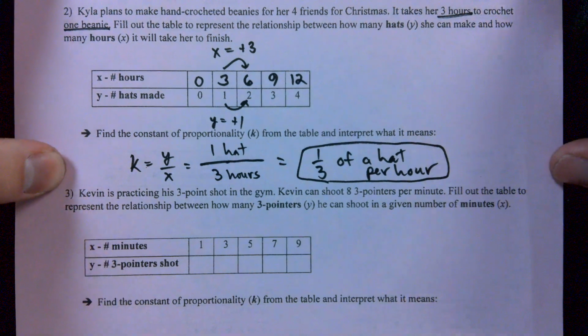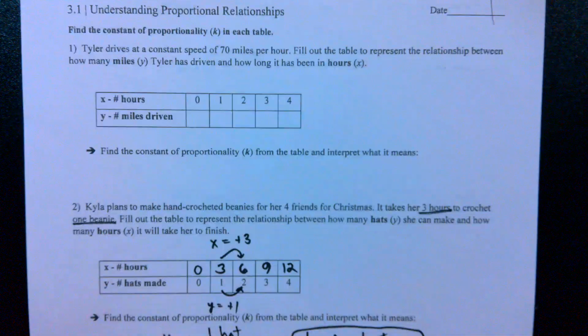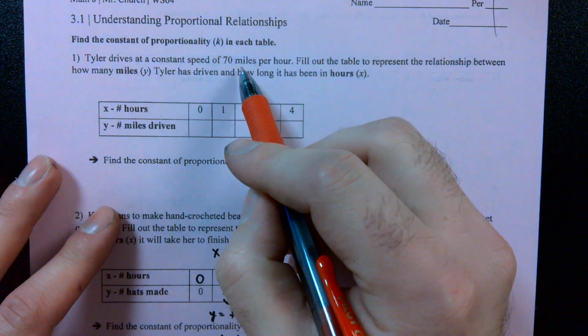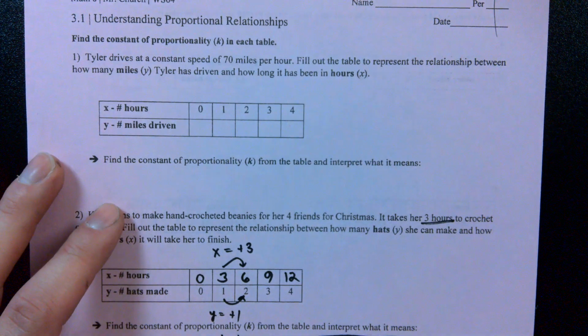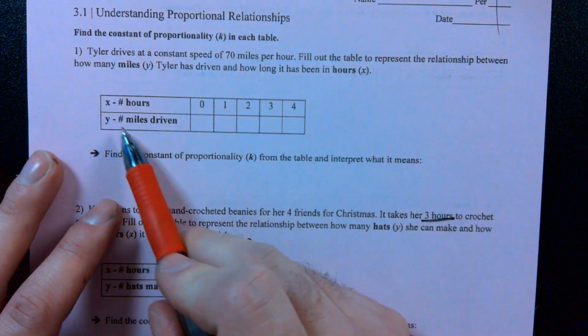Number 2 together, we had that weird fraction problem. There will be another fraction we'll take a look at on the back. But starting out with number 1, Tyler drives at a constant speed of 70 miles per hour. Fill out the table, figure out our K. So, X is hours, Y is the number of miles.